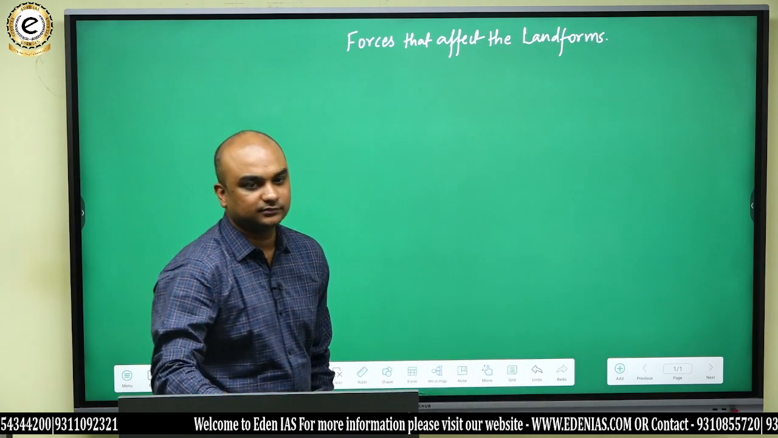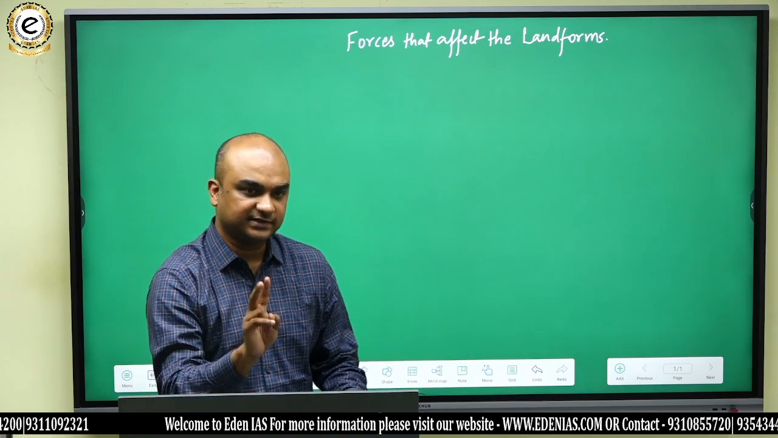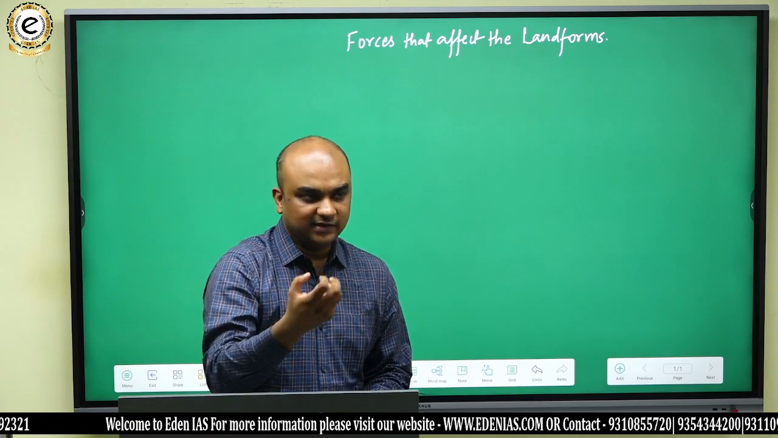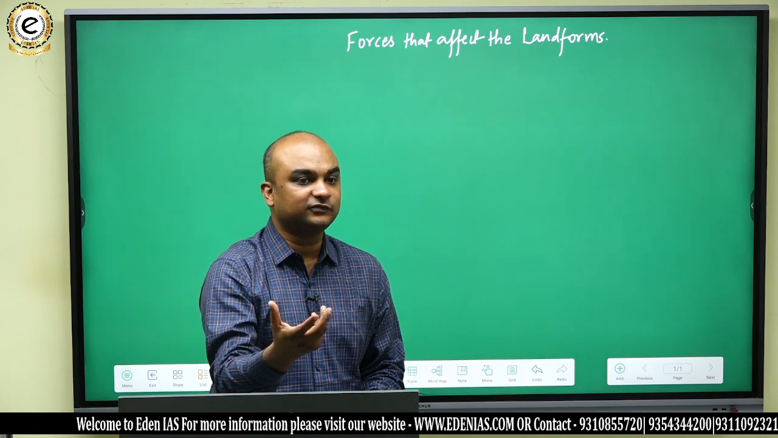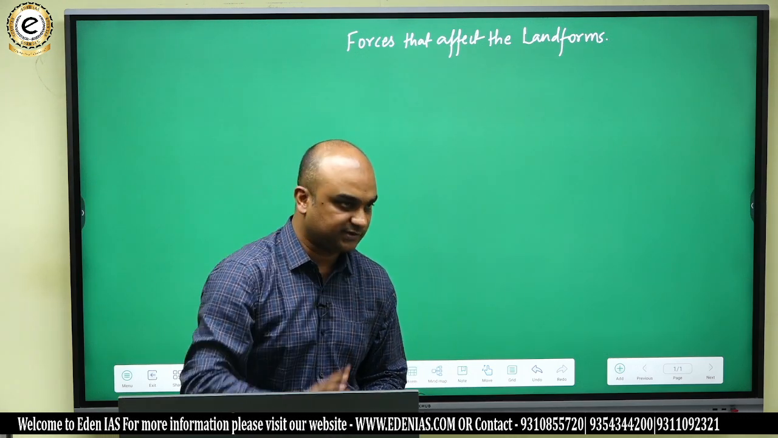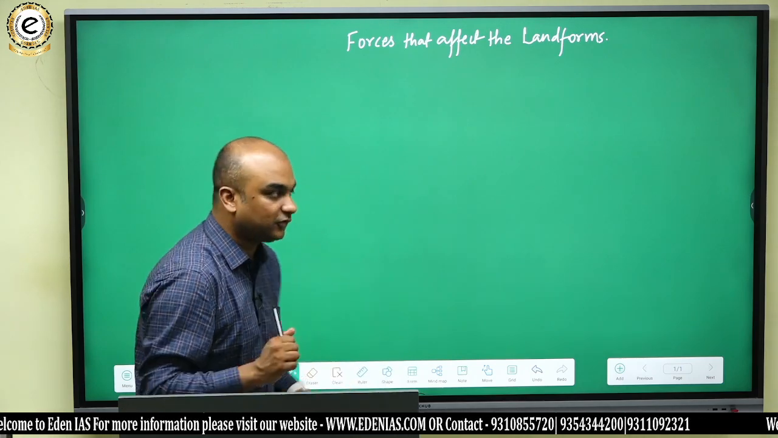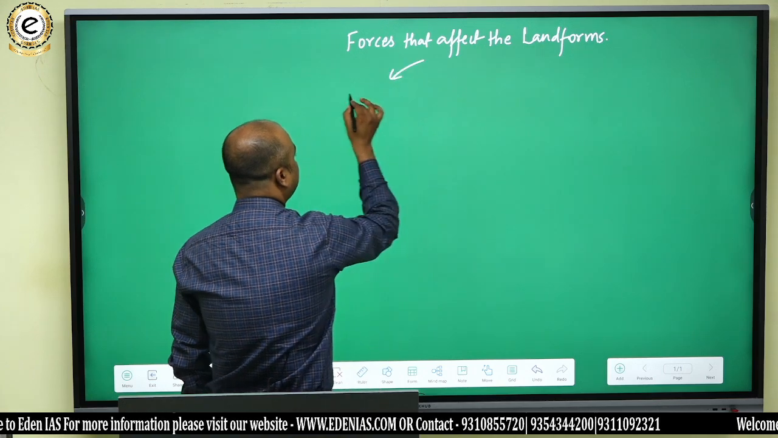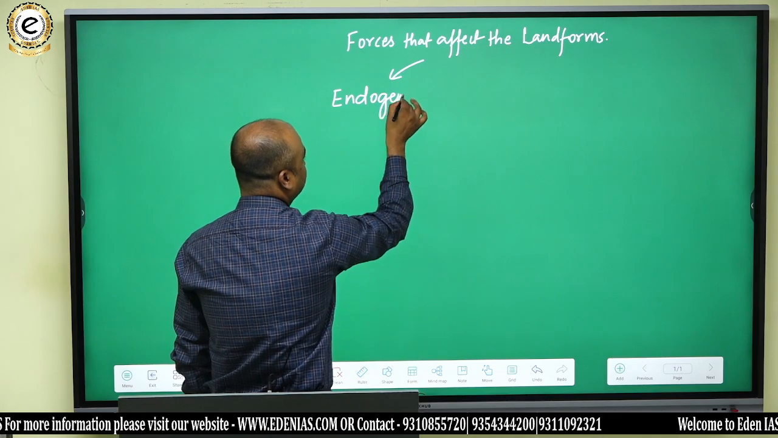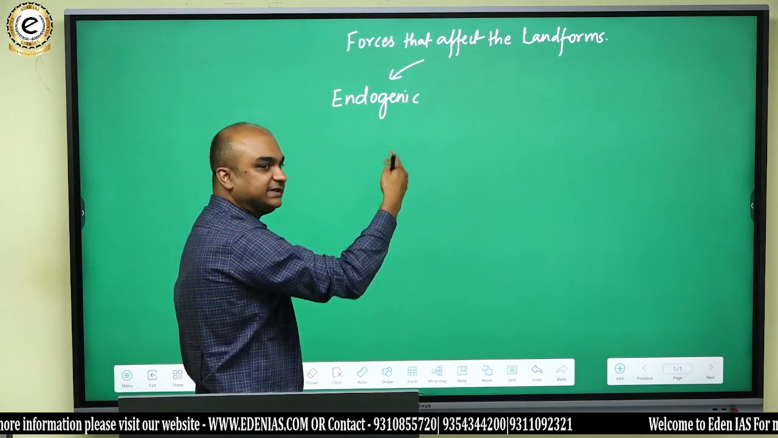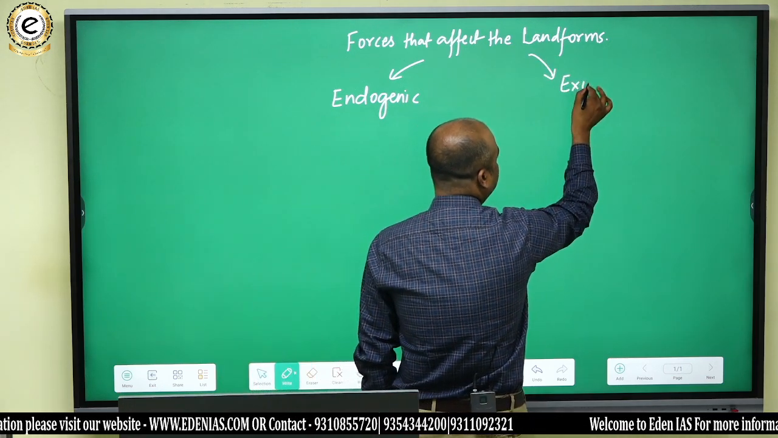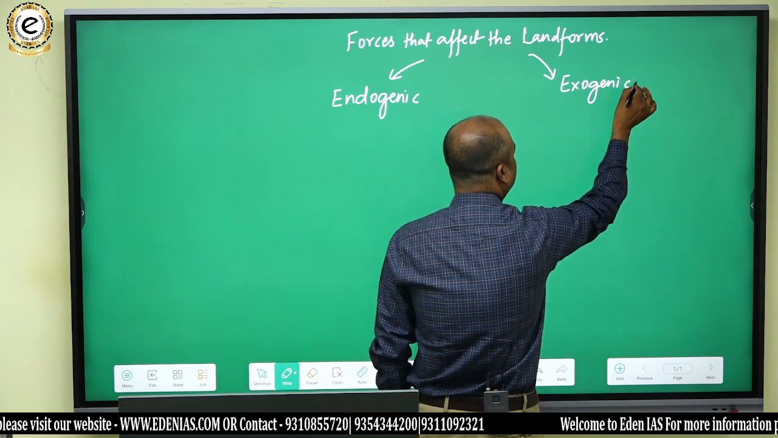Now look here. There are two sets of forces that impact any landform. In fact, any landform is the result of the constant fight that goes on between these two sets of forces. Now, what are these two sets of forces? The first one is known as the endogenetic forces or endogenic forces. Either endogenic or endogenetic, both are correct. And the second one is exogenetic forces or exogenic forces.